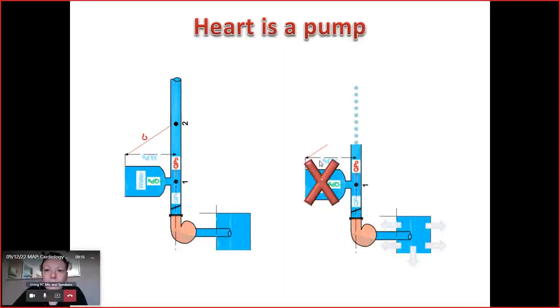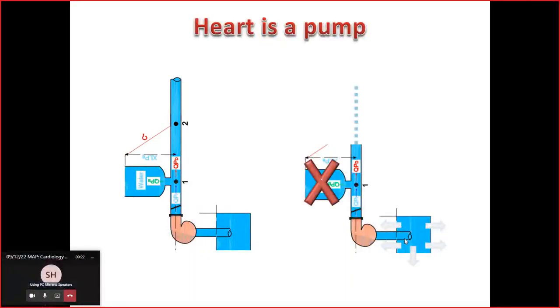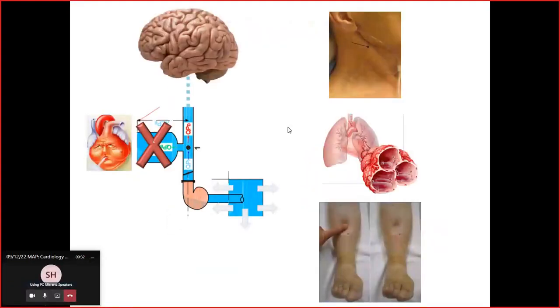Okay. So when a pump fails, this means that the fluid will be collected before the pump, and sometimes it oozes outside, and there is no fluid or not enough fluid ejected to the target. So it's the same for the heart.